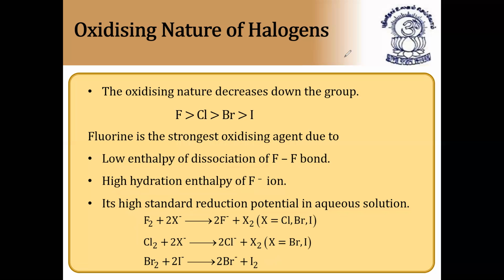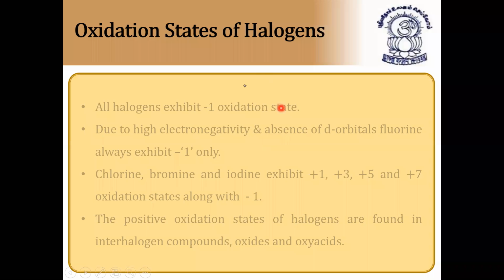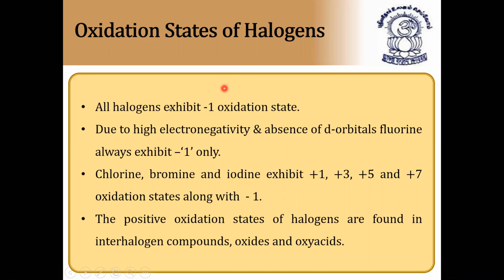Next, oxidation states of halogens. Basically, all halogens exhibit the -1 oxidation state because they require one electron for attaining stability. Due to high electronegativity and absence of d orbitals, fluorine exhibits -1 only. And chlorine, bromine, iodine can exhibit, apart from -1, the +1, +3, +5, +7 oxidation states.